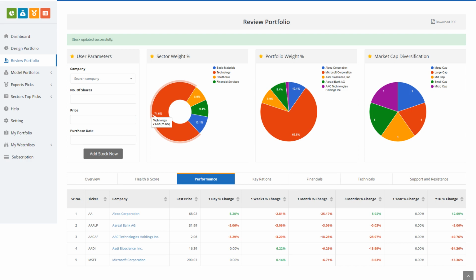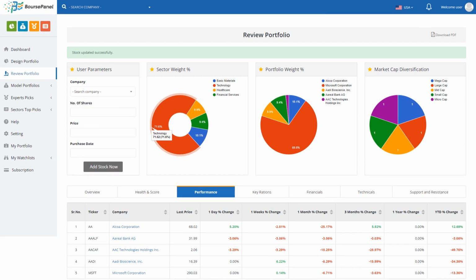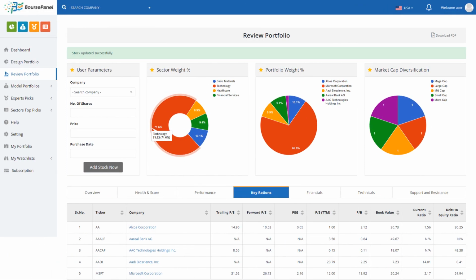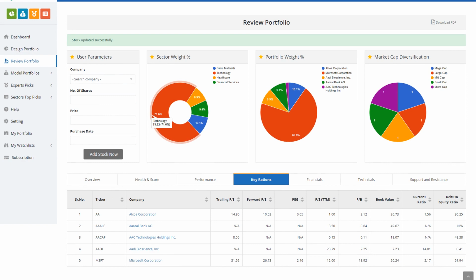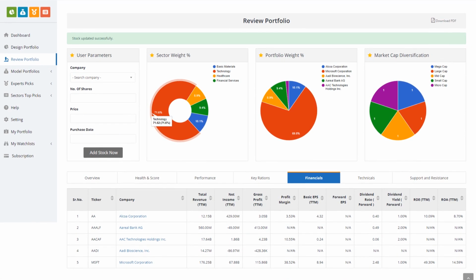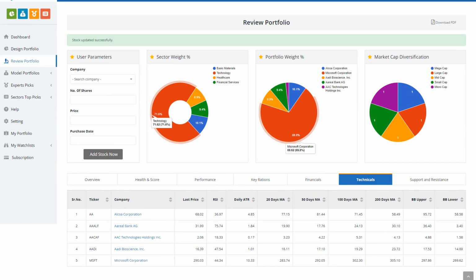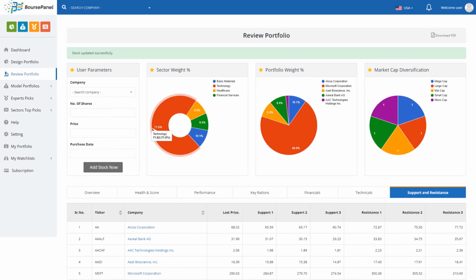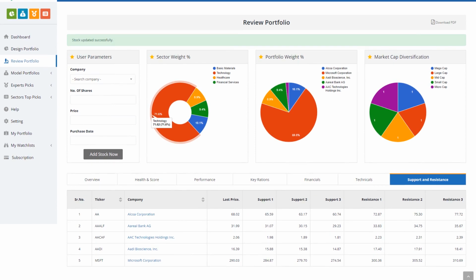Once again, these decisions are not made in isolation, and we recommend going through all the information the platform provides before making a decision. Next, from the Key Ratio tab, you can review all the key ratios of the stocks in your portfolio. From the Financial tab, you can review all the financial information of the stocks. From the Technical tab, you can see what all the technical indicators are telling about the given stocks in your portfolio. Finally, from the last tab, you can see the support and resistance levels of the stocks in your portfolio.